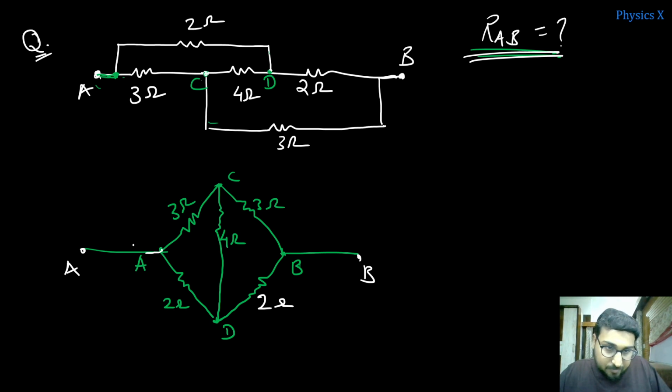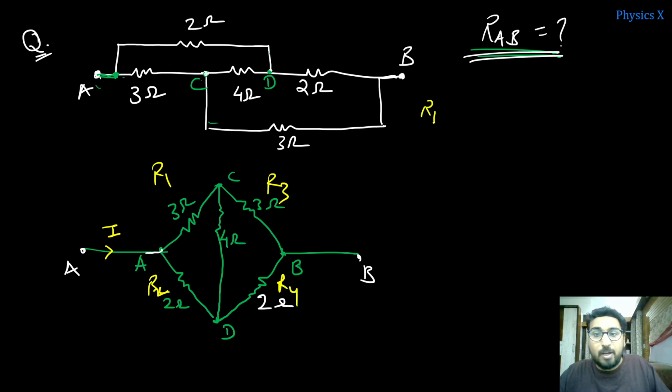You can see that if current, suppose, is entering from this point, let us say I is entering. Then you can see that 3 ohm is here and 2 ohm is here, right? And again 3 ohm is here and 2 ohm here. So suppose this is your R1, and this is let us say R2. This is your R3 and this is your R. So you can see that R1 by R2, if I do, it will be equal to R3 by R. You can see that R1 by R2 is 3 by 2, here also 3 by 2. So this condition is satisfied.